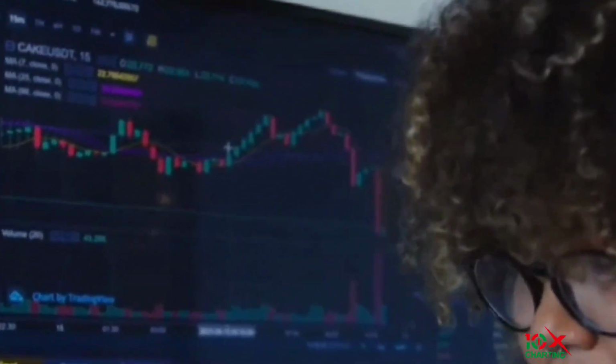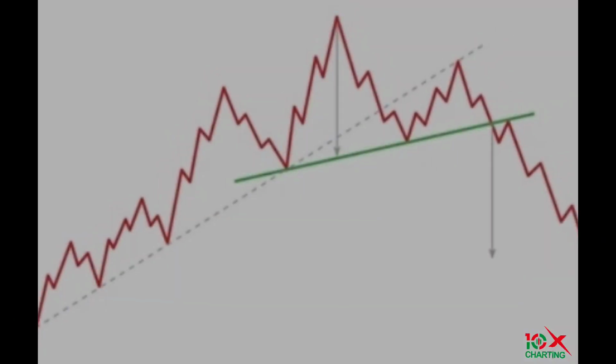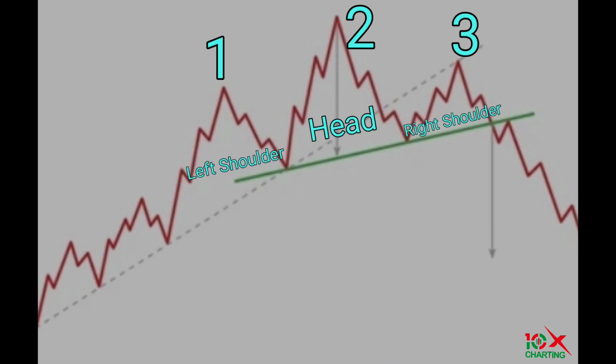A head and shoulders pattern is a technical chart pattern that appears as a baseline with three peaks, the middle one being the highest, resembling a left shoulder, head, and right shoulder. The neckline is the level of support that connects the troughs between the shoulders and the head.